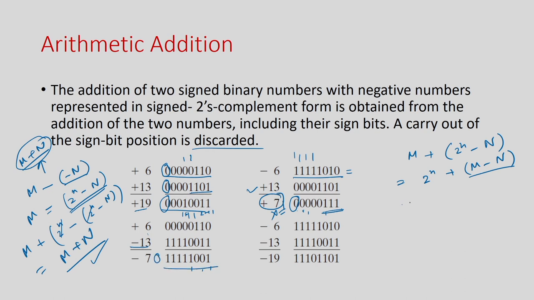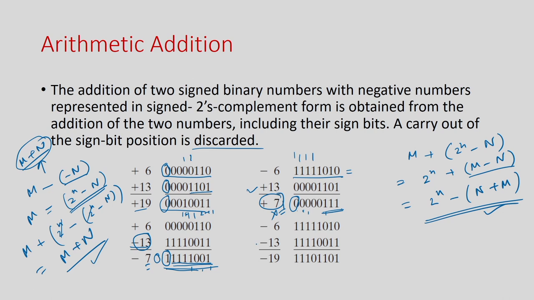So, effectively what we got here is, because this 13 is bigger number, we are going to get 2 to the power n minus n plus m, right. So, it is basically I get 7, but the 2's complement of that, it depends on the value, right. So, we are going to get minus 7 and this result is, so this is sign bit and this is nothing but the 2's complement of 7, because that is what I am getting here, right.